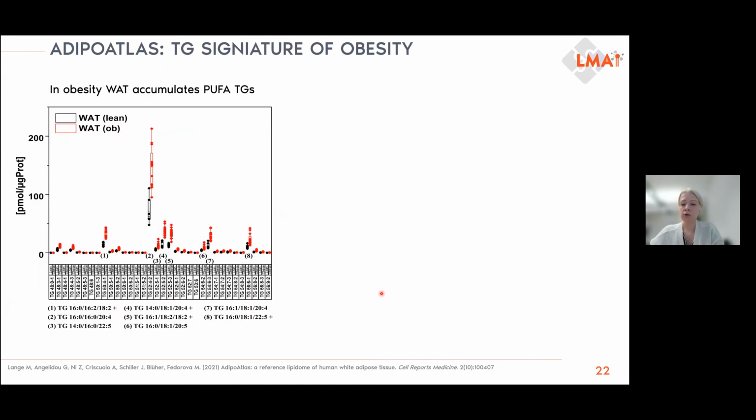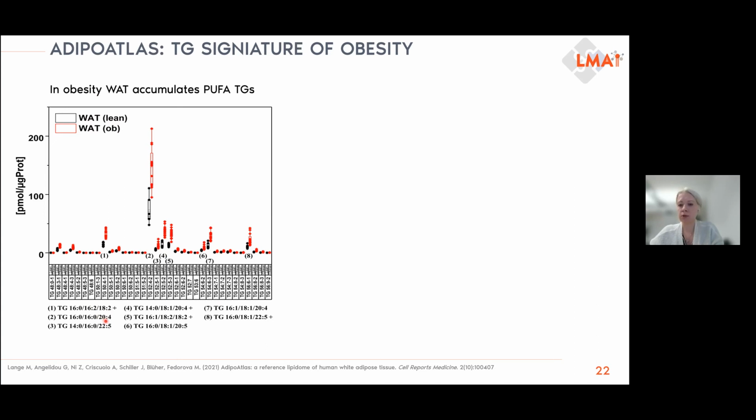Then when we look at the obese condition, we start to see an increase in the triacylglycerides. Again, no surprise here, but those which are accumulating more in the human white adipose tissue in obese conditions are actually polyunsaturated ones. You can see that all of them shown here are significantly different, but some have higher or lower changes. For instance, this is the one which contains arachidonic acid.